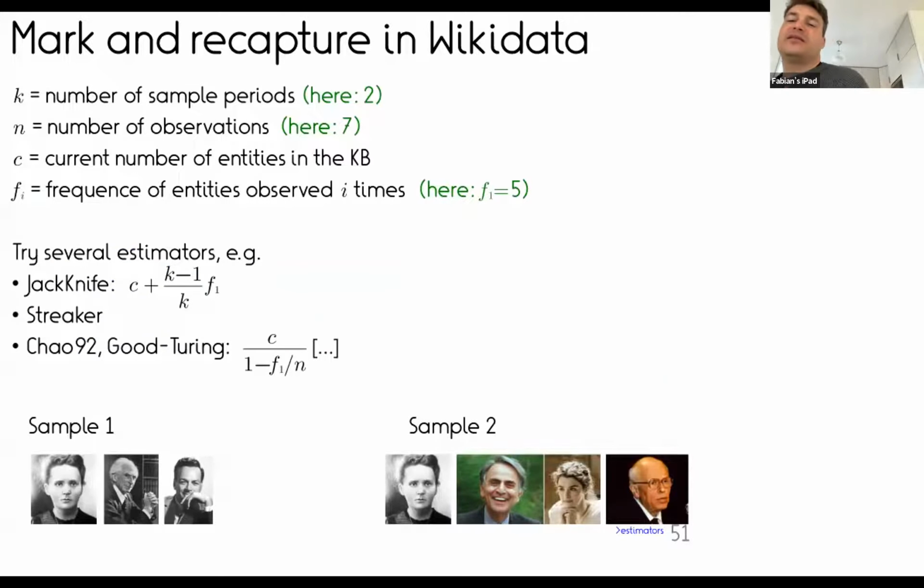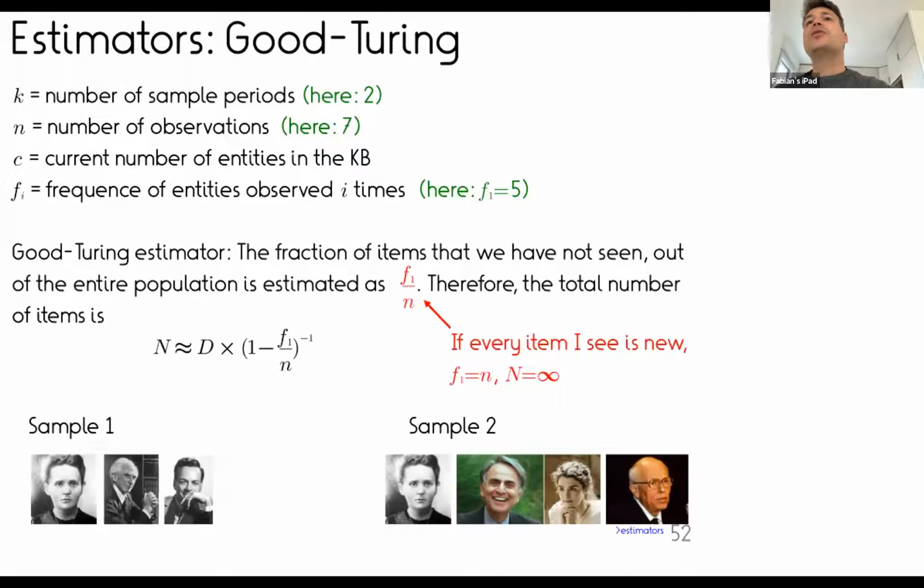Now, how do we actually estimate the number of scientists from there? There are several ways to do that. So the naive way of simply saying it must be the same ratio in the sample as in the real world, that doesn't work very well. So there are several estimators here, and the most popular one, or the basic one from which many others are derived, is the Good-Turing estimator. And the Good-Turing estimator looks at the number of entities that have been seen only once.